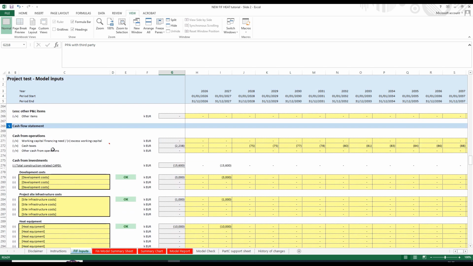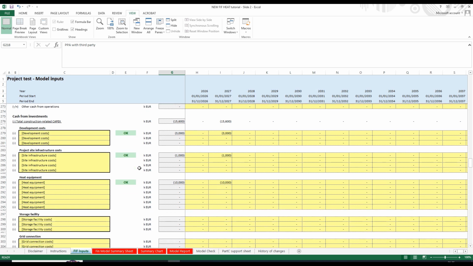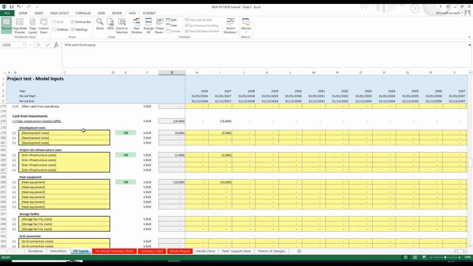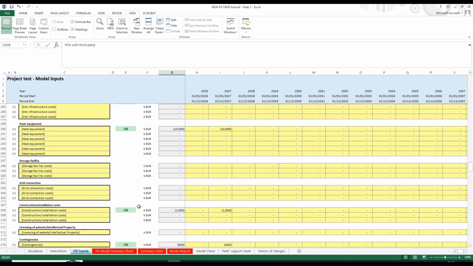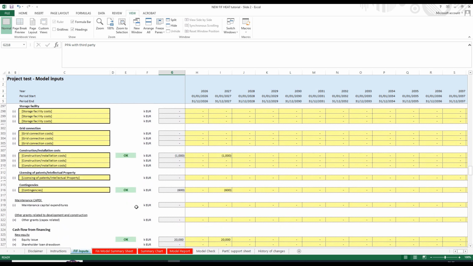Enter information related to working capital financing and cash taxes. For construction-related CAPEX, provide the breakdown of costs across the categories listed in the template. Ensure that the CAPEX for heat equipment is consistent with the heads of terms submitted in the mandatory annexes of your application. Next, include maintenance CAPEX. These values should only be entered after the defined entry into operation date and must correspond strictly to maintenance required to sustain the plant's operational capacity.